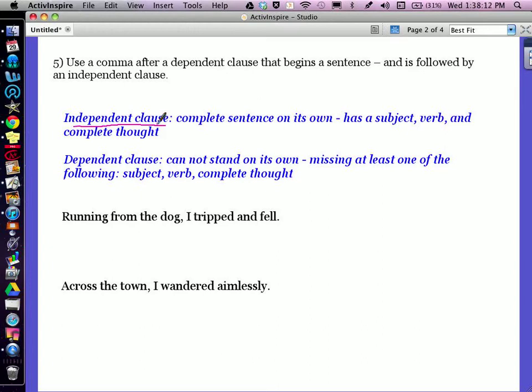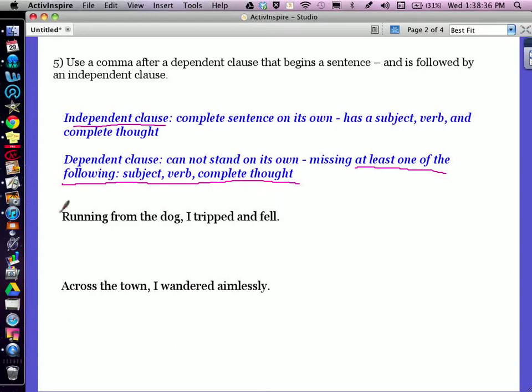But a dependent clause cannot stand on its own because it's missing at least one of the following: subject, verb, complete thought. It could be missing more than one, but it's missing at least one. So if you have a dependent clause and it is followed by an independent clause, you have to have a comma in between them. It is not true the reverse. If you have the independent clause first followed by a dependent, there's no comma between them.